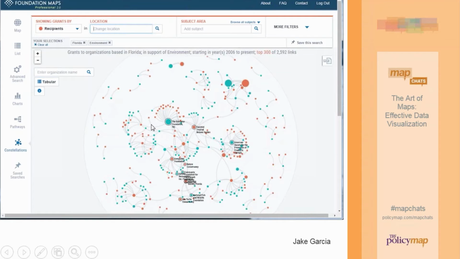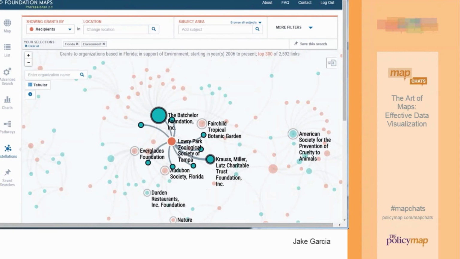a kind of density that's pretty interesting, because foundations often ask the question, what happens if I wasn't in this network? What happens if I stopped funding environment in Florida? What would happen to this network? Is it good to have a really dense network where there's lots of coverage, lots of funders funding lots of nonprofits? Or is it good to have a central big funder and then lots of peripheral ones? These are the kinds of questions that foundations frequently ask us.